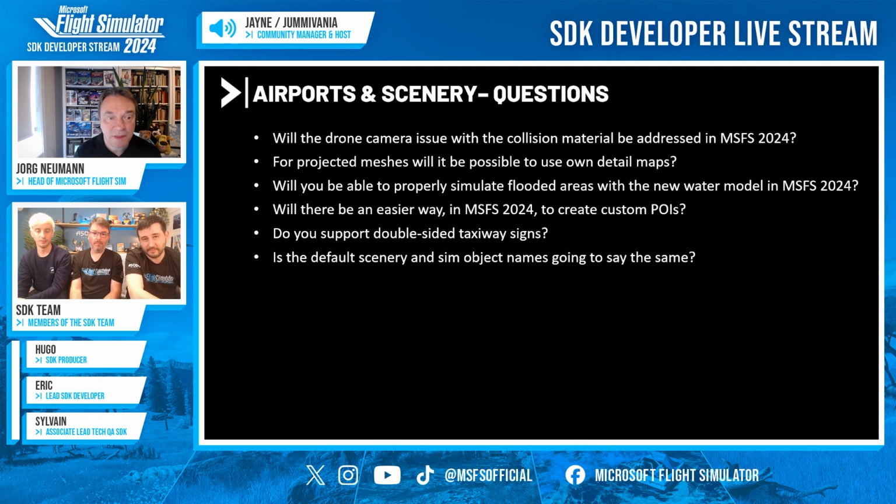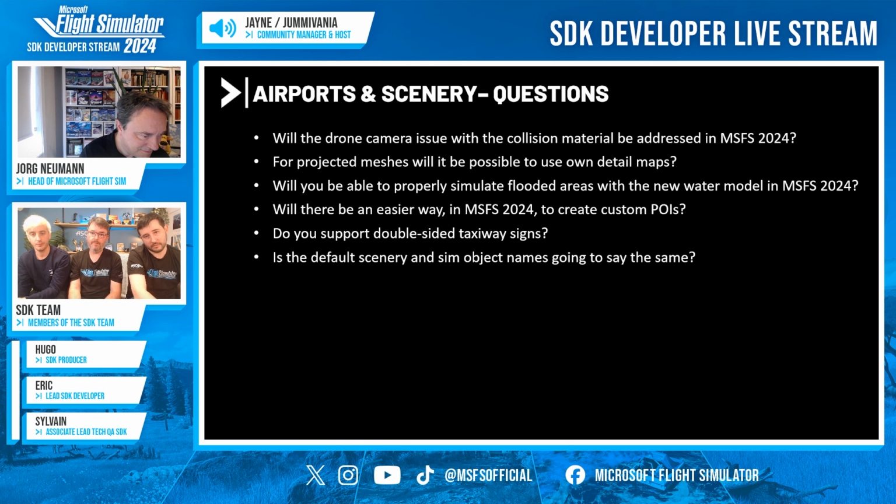We'll go into your questions now from chat and from our forum. Will the drone camera issue with the collision material be addressed in 2024? Yes, it's been addressed. I can't remember when it appeared; I think it was when we released the Maverick add-ons. We fixed something which had the unfortunate side effect of preventing the drone camera from going into the airport buildings. So this has been fixed. Right now in Flight Sim 2024, the drone camera is not affected by the collision material anymore.